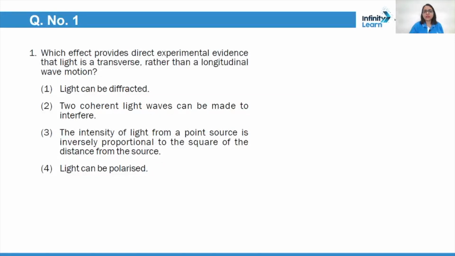Question number 1. Which effect provides direct experimental evidence that light is a transverse rather than a longitudinal wave motion? So basically light can be polarized, and this experiment provides the evidence that light is transverse, not a longitudinal wave motion. So the correct answer is option 4.